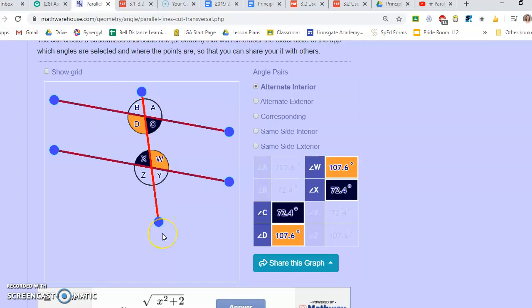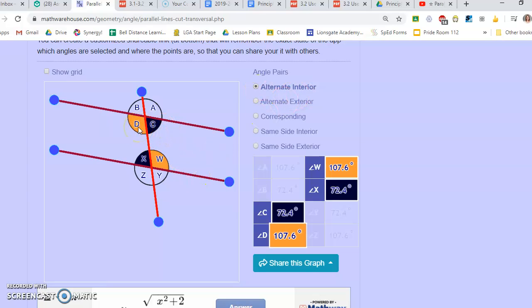Hello class. I want to show you exactly why some of the pairs of angles, when we talk about parallel lines, are congruent, which means equal, and some of them are supplementary, which means they add to 180 degrees. So I have selected on this website here alternate interior angles.